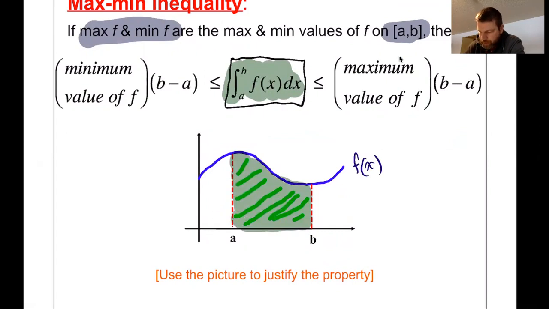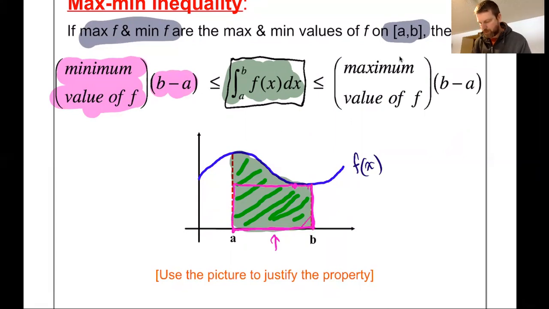Let's talk about what this means on the left-hand side. This takes the minimum value of f times b minus a. Well, on the picture, I can show that area. The minimum value looks like it appears right about there. That's the smallest it gets. So if I take that minimum value and multiply it times b minus a, well, b minus a would be this width down on the bottom. And that minimum value is that height right there. It forms a rectangle here.